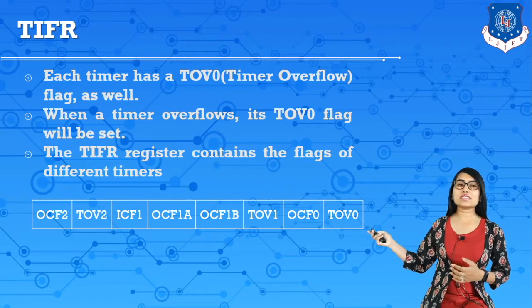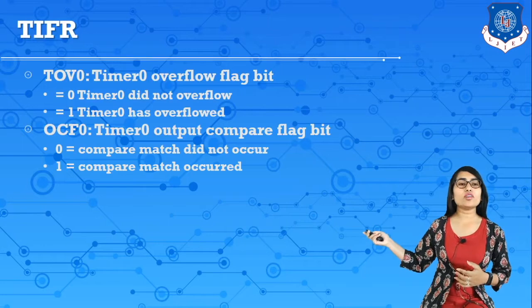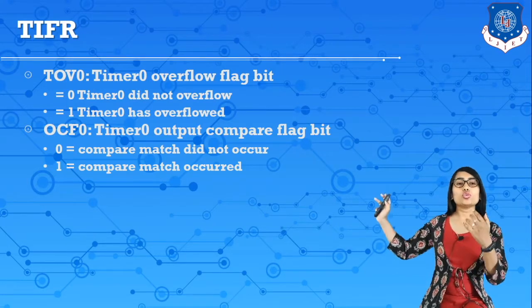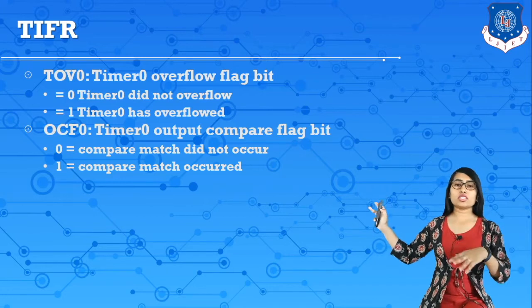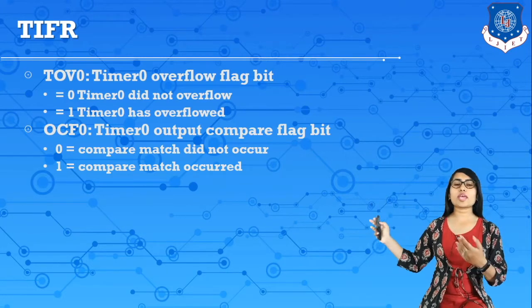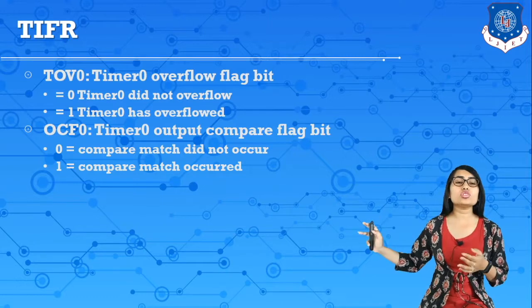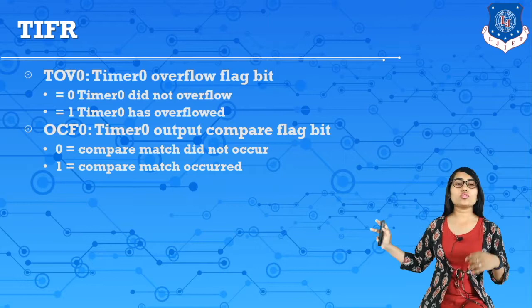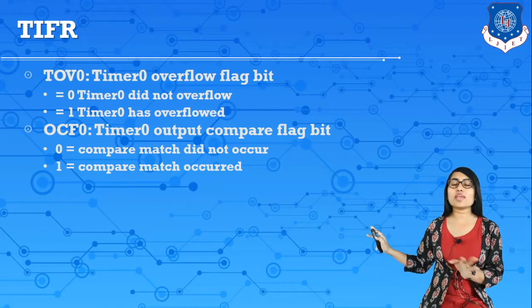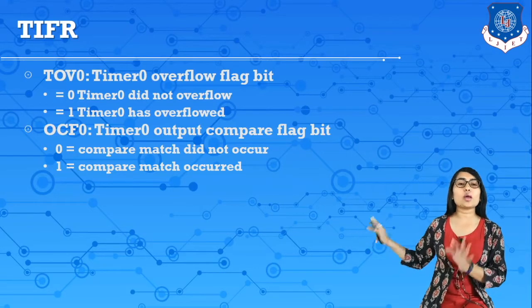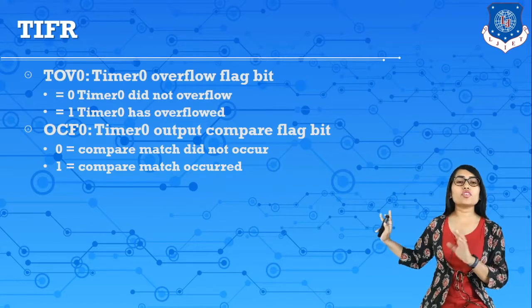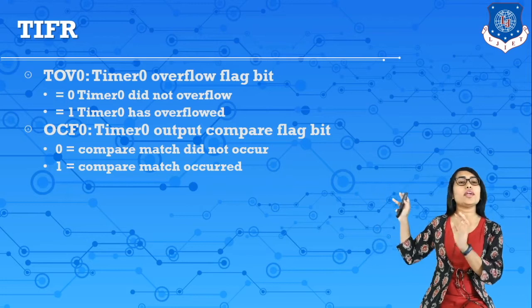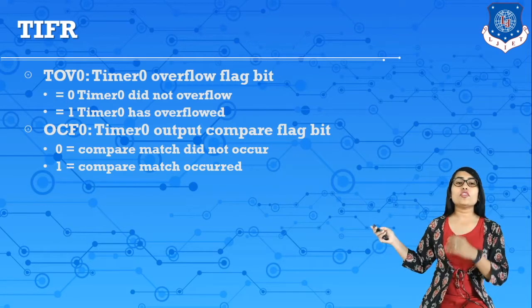So let's discuss this. First, TOV0, the timer 0 overflow flag bit. When 0, that means timer 0 did not overflow. 1 means timer 0 has overflowed. Then OCF0, the timer 0 compare flag bit. Whenever it is 0, that means a compare match did not occur. 1 means a compare match occurred. OCF is used for CTC mode, and TOV is used for normal mode operations for timer 0.